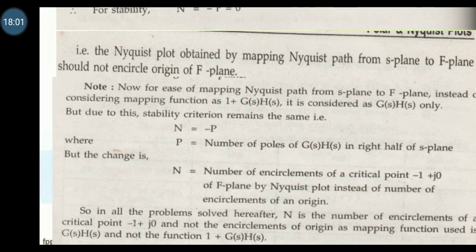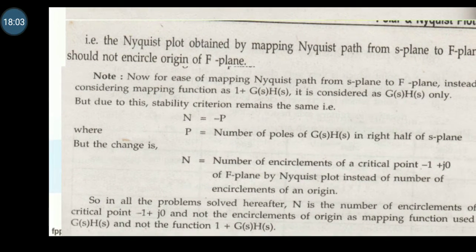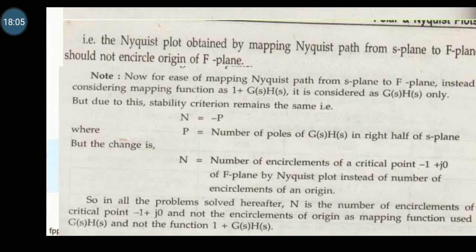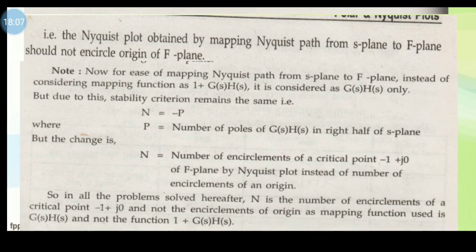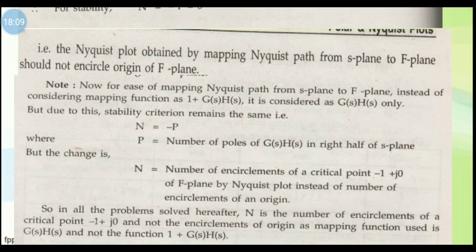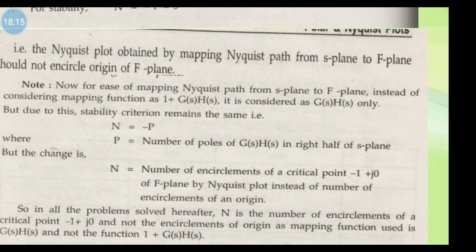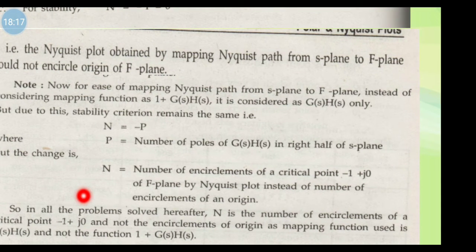So whatever problems will be solved henceforth, N is the number of encirclements of the critical point. Here N is the number of encirclements of the critical point minus 1 plus j0, you can see, and not the encirclements of the origin, as the mapping function used is G(s)H(s) and not the function 1 plus G(s)H(s).